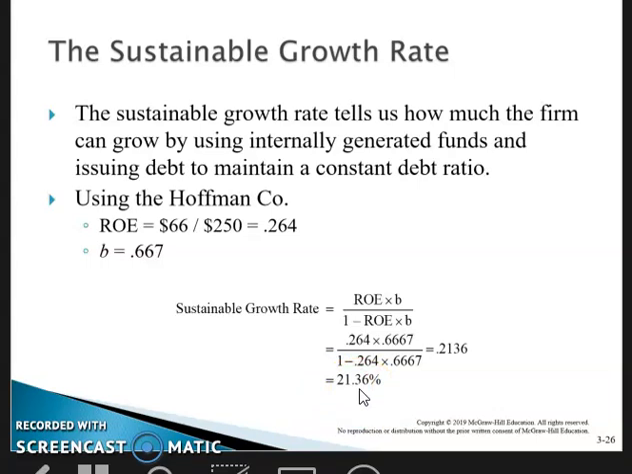So if the company continually grows and maintains its debt ratio, it should be able to sustain a 21.36% growth rate. We'll start the next lecture with determinants of growth.